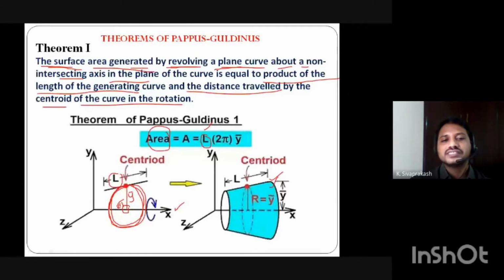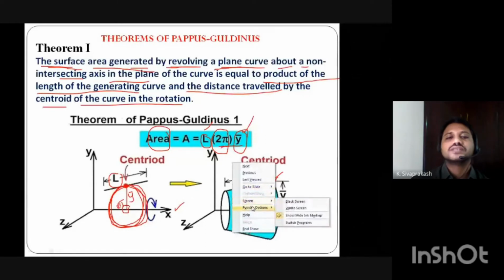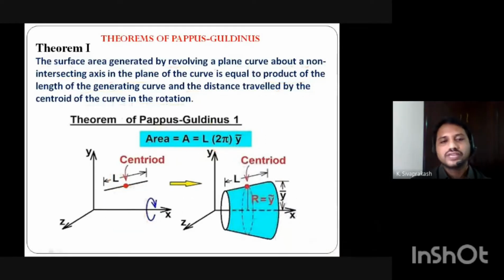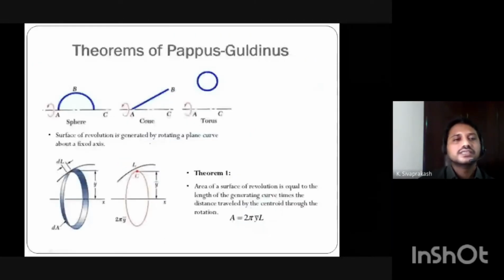How do we find it? This is the perimeter of the circular path, so it is radius multiplied by the angle. The radius is y bar and the angle is 2 pi. So 2 pi into y bar is the distance traveled by the centroid, in one revolution, to get a complete surface area. Like that, you will get the equation according to the statement of theorem 1 of Pappus Guldinus. Now let us move to theorem 1 of Pappus.